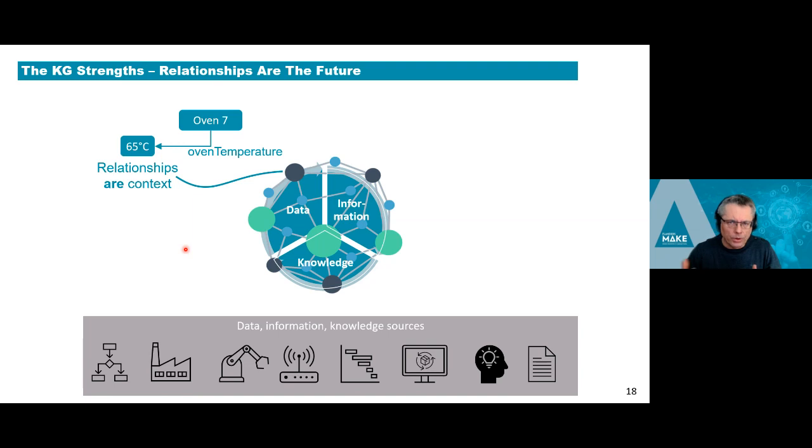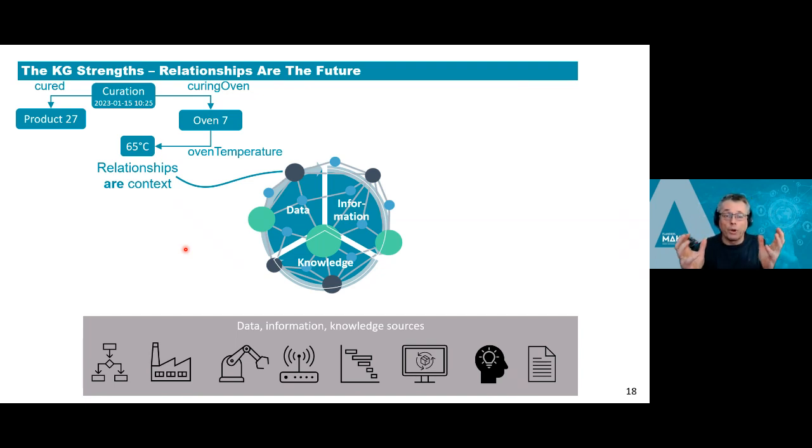And then you can have other relationships that complete that context. You can, for instance, say that oven 7 points to this one as its oven temperature. Then you know that the 65 degrees was an oven temperature. And you could say there was a curing job in that oven, and that curing job was curing product 27, and then it becomes much more information, a much richer reality than just knowing 65. So the relationships are in fact the context, and that's a very important aspect.